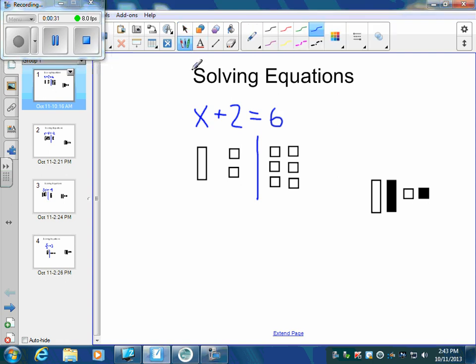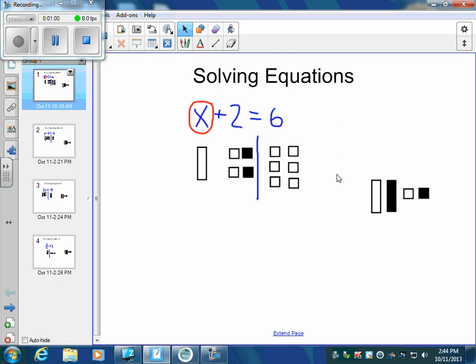I want to get that x isolated. That means I want that x all by itself. I want to find out what x really is. In order to do that, I have to work with opposites. I have a positive 2. So the opposite of positive 2 is a negative 2. So I'm going to bring in 2 negatives.